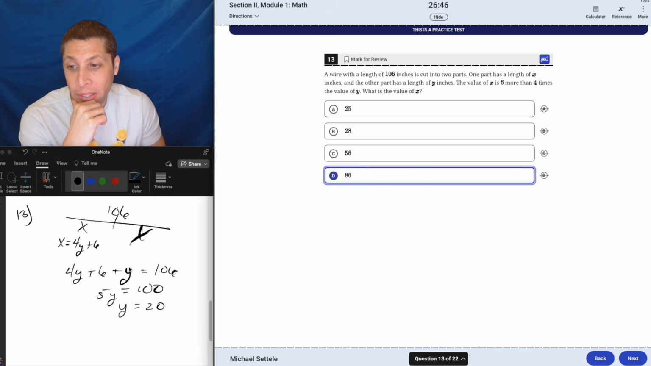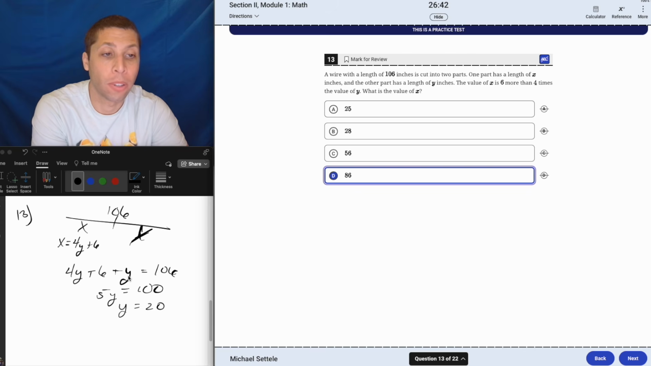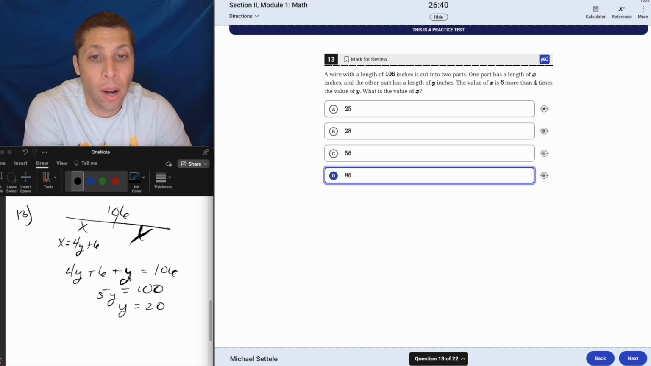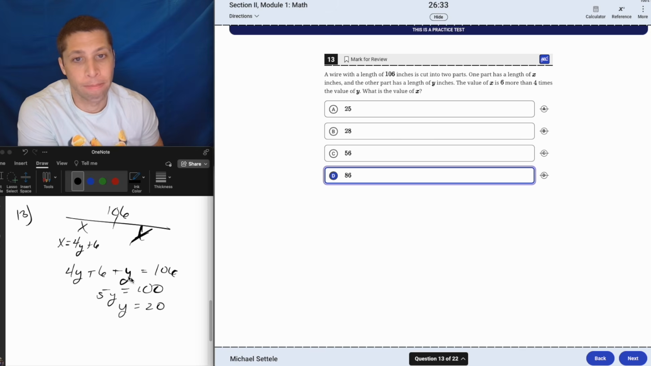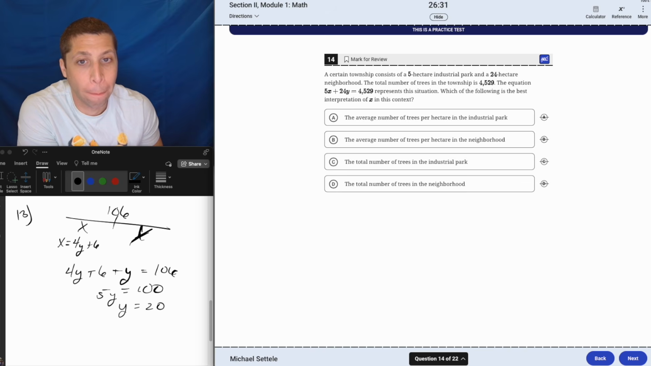So let me just see if that makes sense. The value of x is 6 more than 4 times the value of y. So if y is 20, 86 is that, and 86 and 20 is 106. Yep, okay.